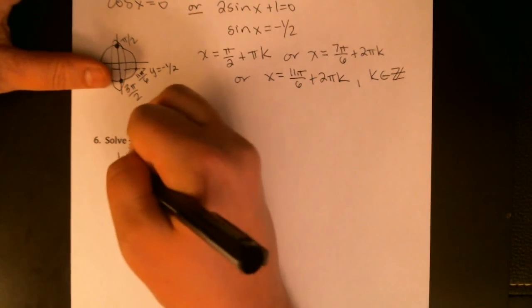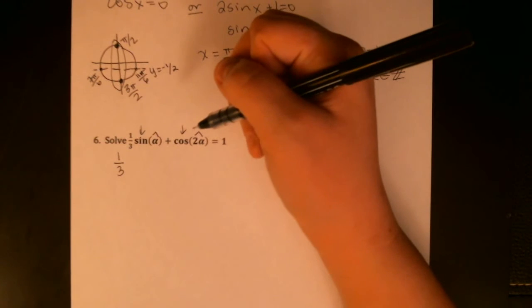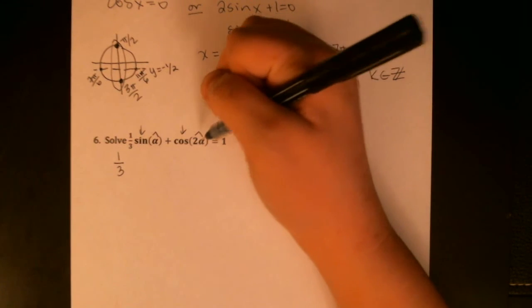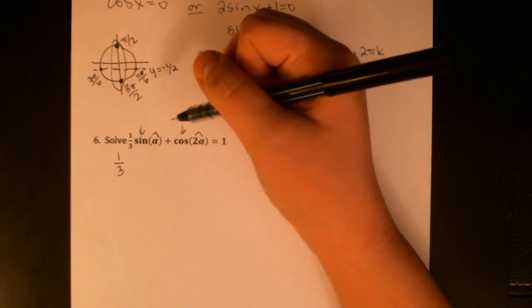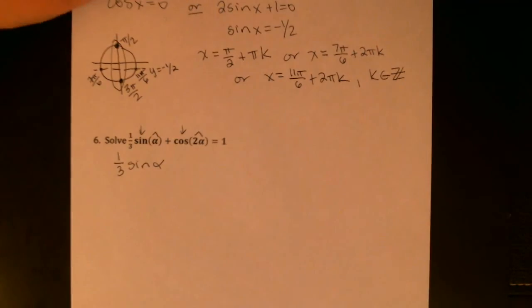So again, just really make sure you watch for those 2 alphas. If they're both a 2 alpha, probably not a huge deal, but if one is a 2 alpha and one is an alpha, that's when you're going to want to try and switch things around. Okay, so sine of alpha is fine.